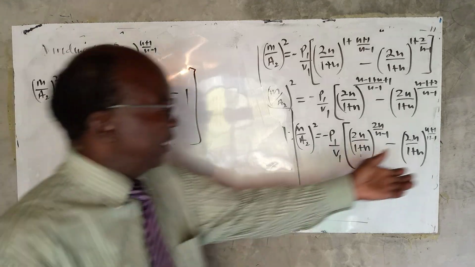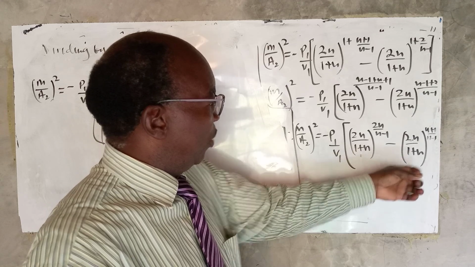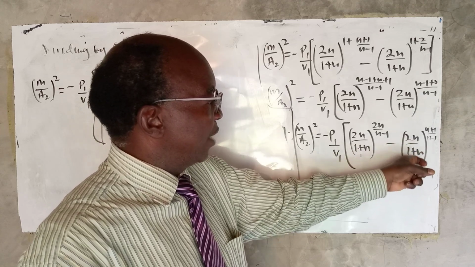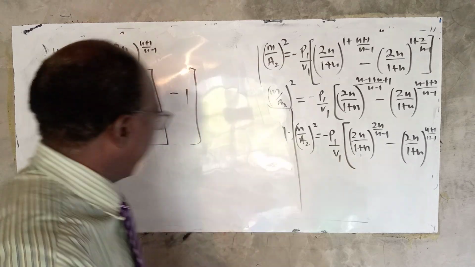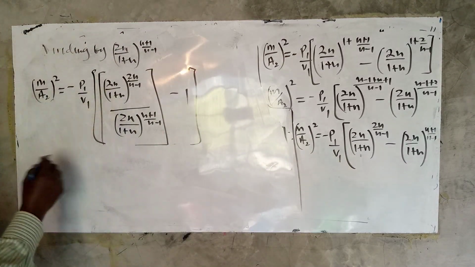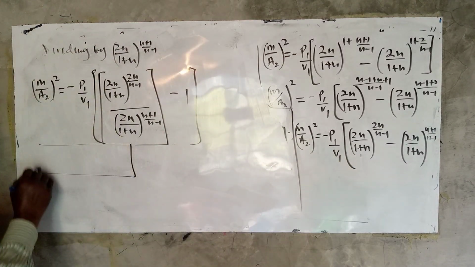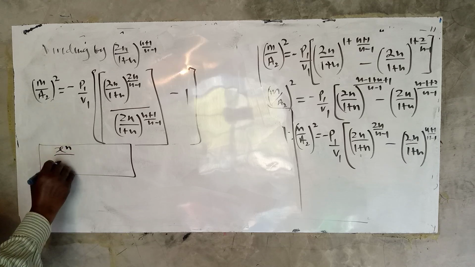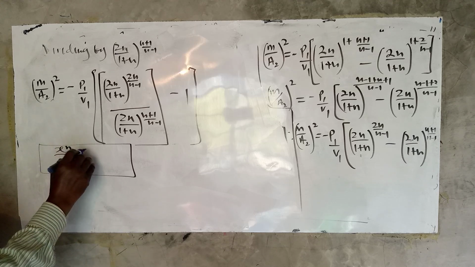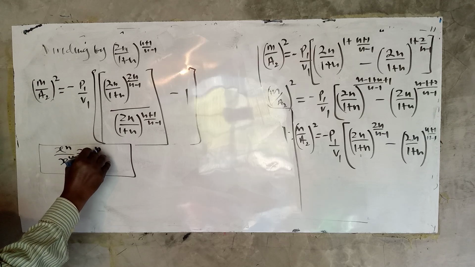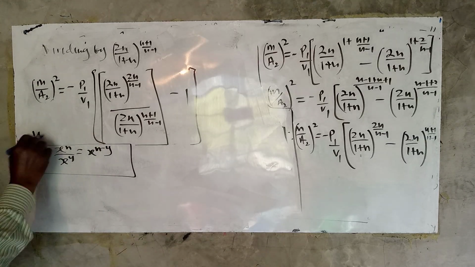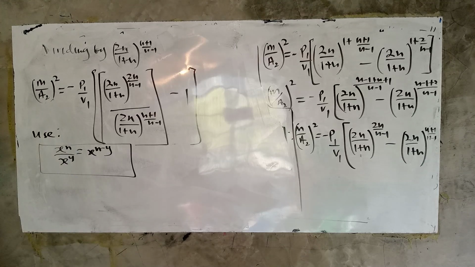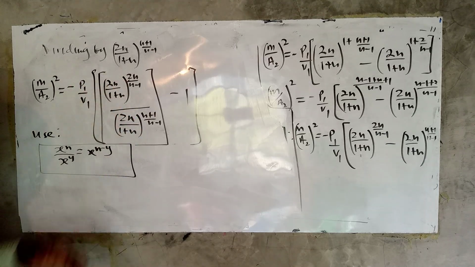Remember, we've simply divided these quantities. We have divided them by 2n over 1 plus n. So we have gotten that that's 1, and of course divided by that. And you remember that using the identity, again, x to the n over x to the y, that is x to the n minus y. Remember that identity. So use that particular identity there to simplify this quantity.